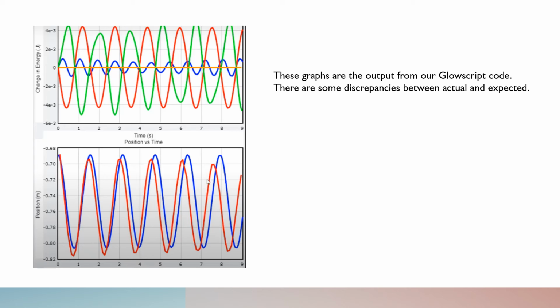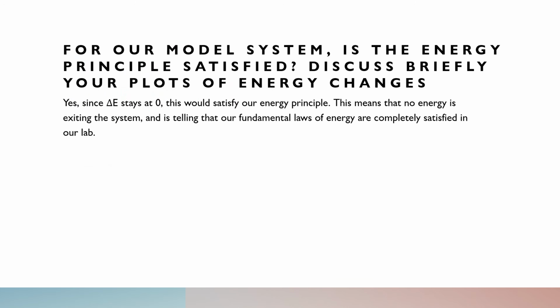Here are our energy and positioning graphs. We have some discrepancies between the computational model and the observed model. The computational model does not account for things such as friction. And then we have our energy graph, the orange line representing the total change in energy, the green line being the spring energy, the red line being the kinetic energy, and the blue line representing the gravitational energy.